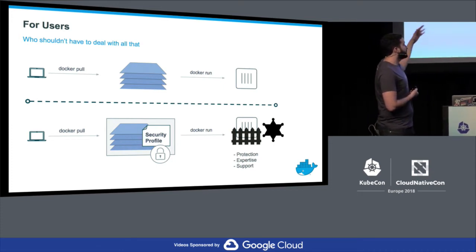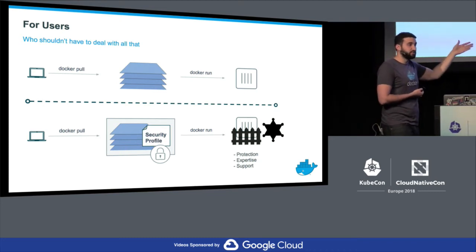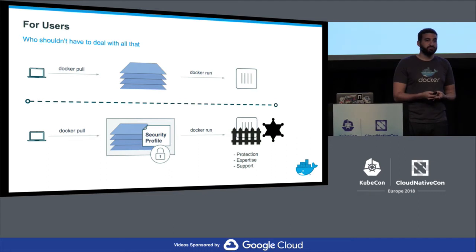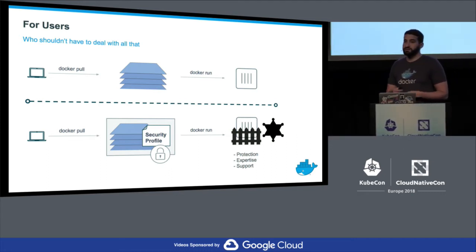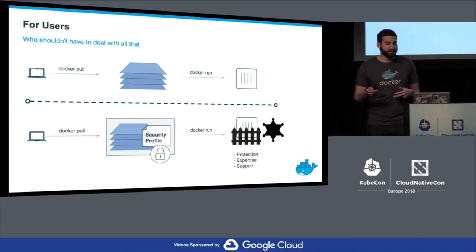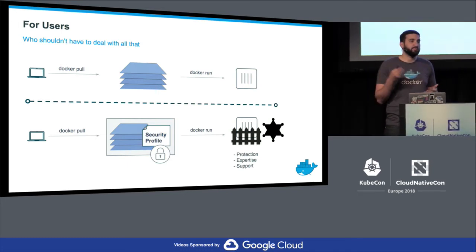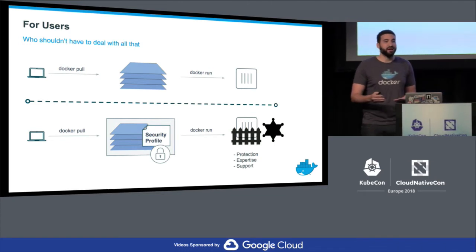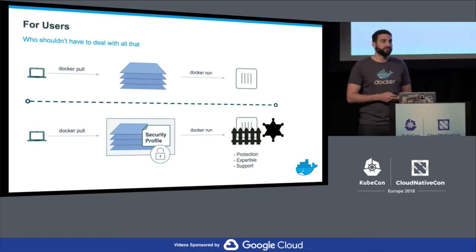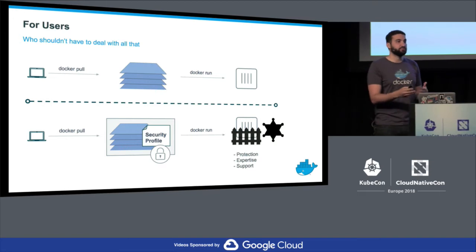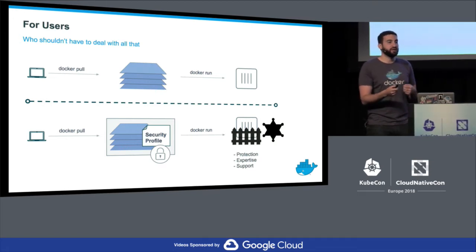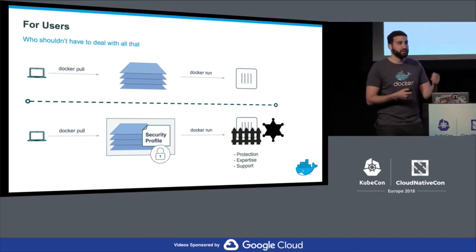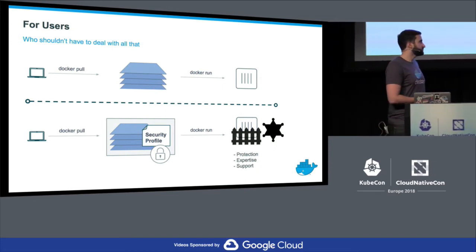With the entitlements, you pull your trusted bundle, and you instantly get the best protection, the expertise of the content publisher, and also the support. Because if there is any vulnerability that shows up in your application, I don't want to go monitor every single vulnerability. I would want the content publisher to take care of updating the security profile for me in order to block the vulnerability if possible.